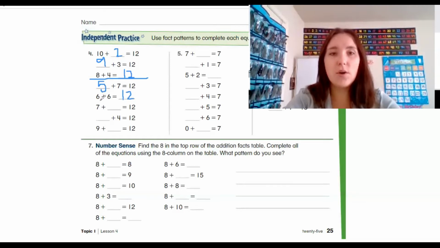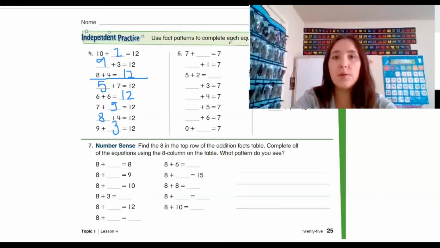Our first addend is going up by 1, so 5, 6, 7, 8, 9. If our first addends are going up by 1, that means our second addends have to be going down by 1. So 7, 6, 5. Ooh, that's kind of a weird 5. 5, 4, 3. Okay, I want you to pause the video and do number 5 all by yourself. Come back and hit play and we'll check our answers.